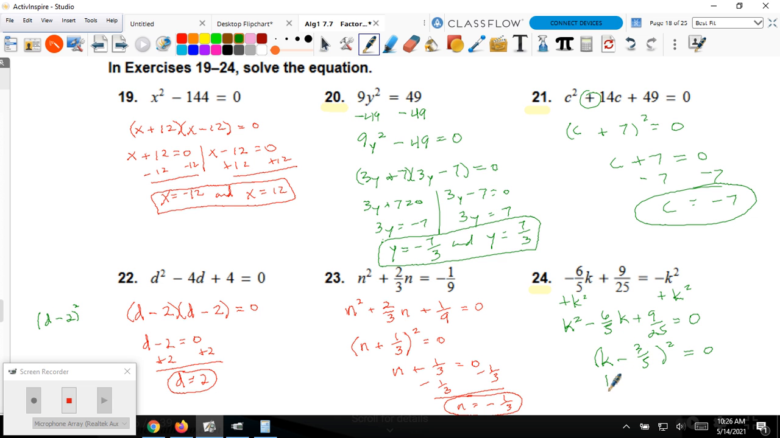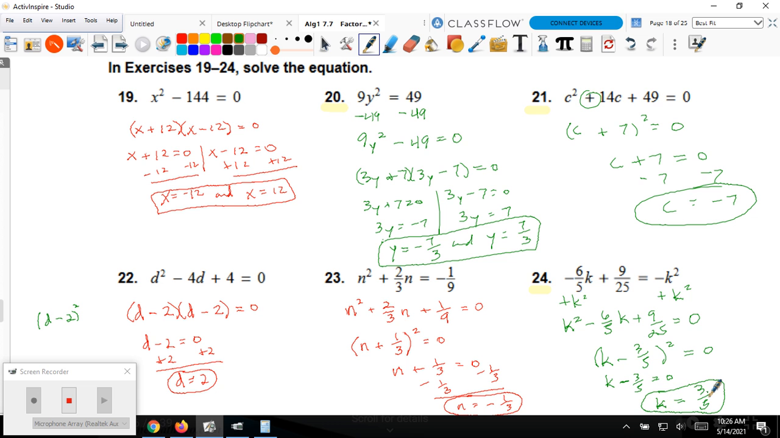So when we just do k minus the 3/5 equal to 0, we're going to add 3/5, so k is going to equal a positive 3/5. We're adding 3/5 to both sides to solve for k. So that's our final answer there.